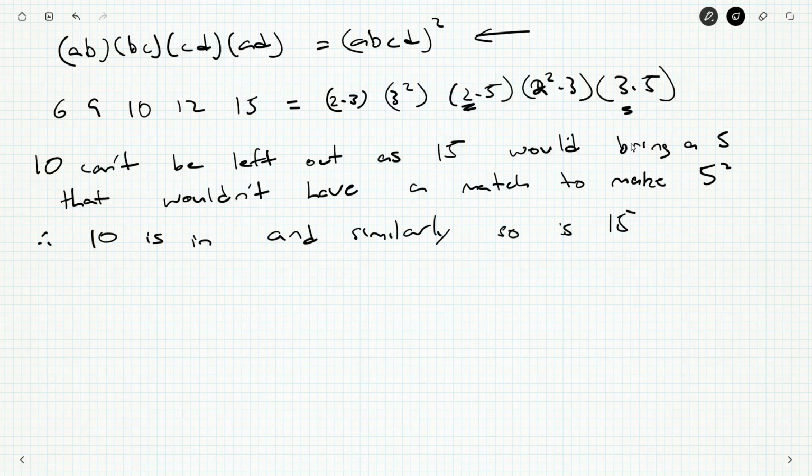Okay, what can I do? Well, with this 2, I need to get some other 2's, and I only have 2 other places to get 2's from. But the 2 squared would still leave me with an extra 2. So 10 brings a factor of 2.